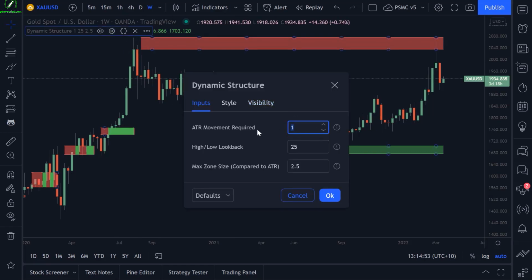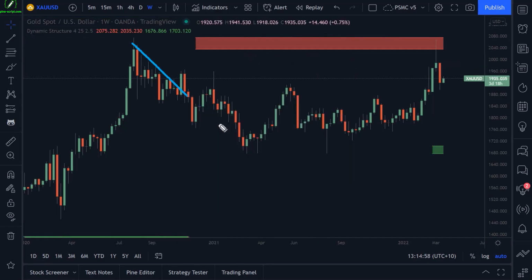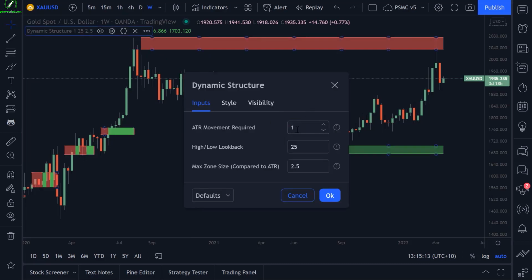So I could set this to a really high number like 4, and now only very major moves will be considered valid. Now the higher you set that number, the more there will be a delay between actually drawing the zone and detecting the swing high. But I find that 1 works pretty good, 2 probably works just as well.